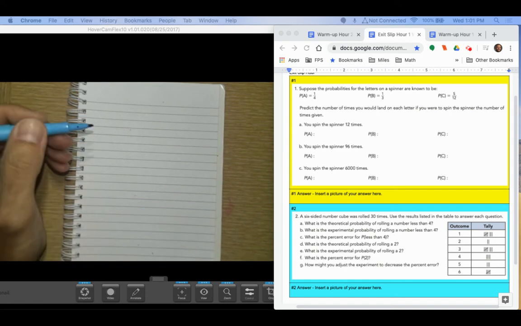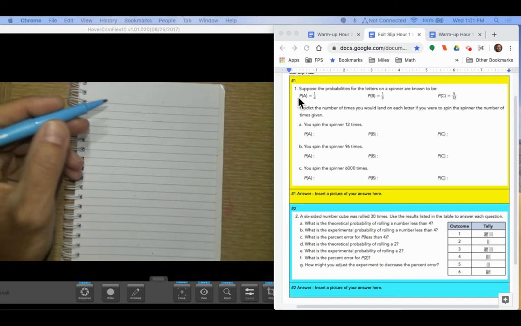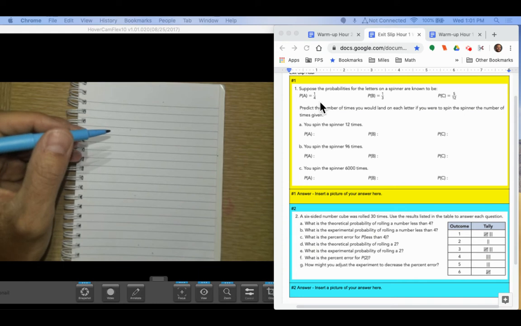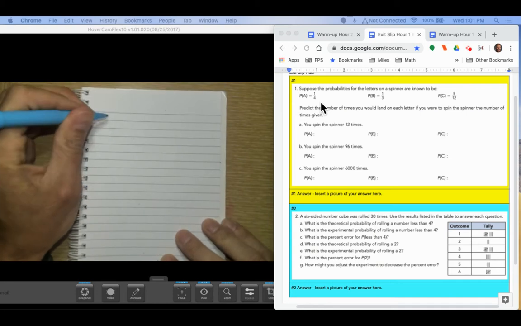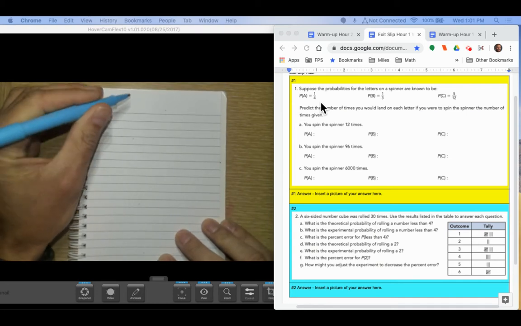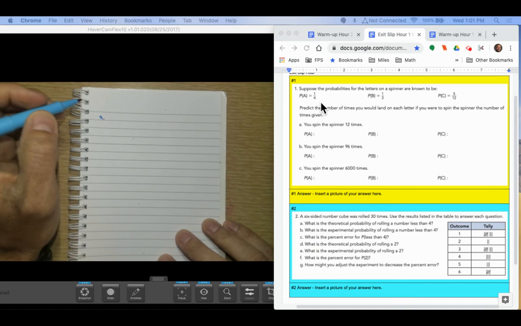All right, so the exit slip from yesterday. Here we go. These are our theoretical probabilities for spinning an A, spinning a B, and spinning a C. You can tell that it's a non-uniform probability model. And so A would be 1/4. If I look at problem A right there, we're pretending we spin the spinner 12 times.